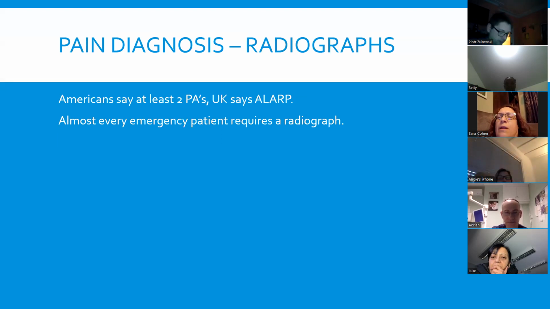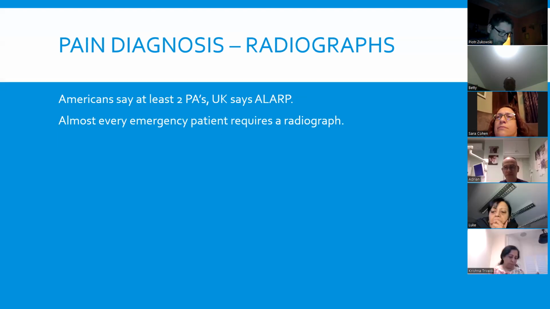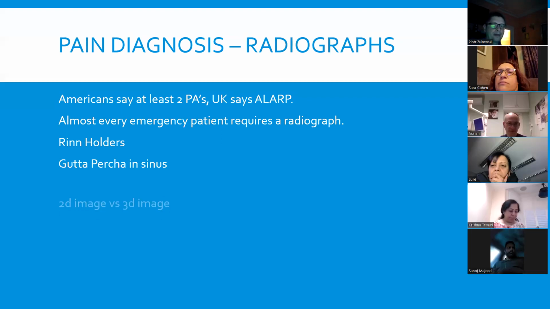Exactly. So that's an easy one as well when there's 2 dentists or 3 dentists that you can all help each other. Almost every emergency patient requires a radiograph. It's not 100%, but it's most of them. Rin holders, again, this is pretty straightforward stuff. Gutta percha in the sinus. If there's a sinus, stick some gutta percha in it. It'll help you make sure you get the right tooth. It isn't always the one you think it is.